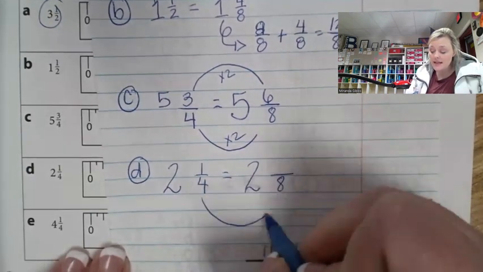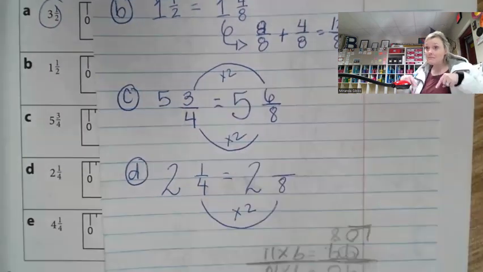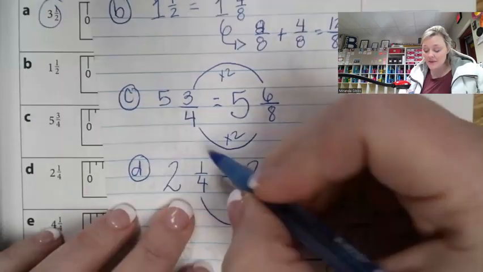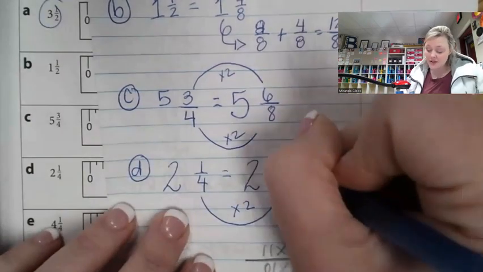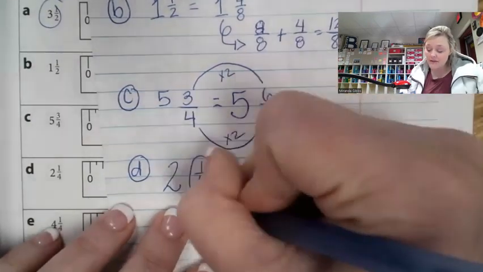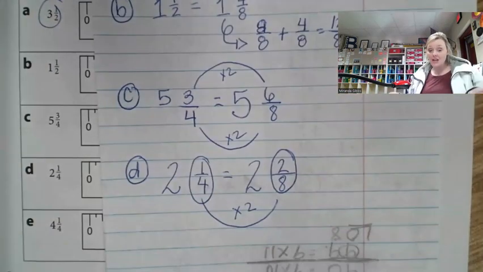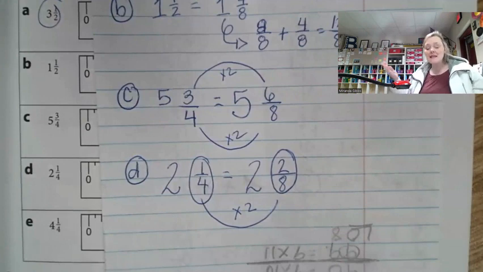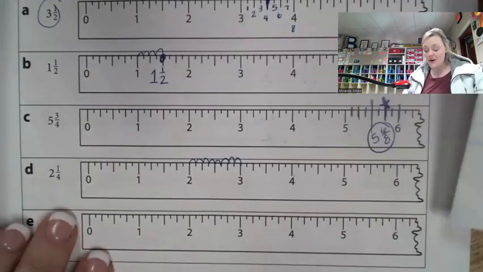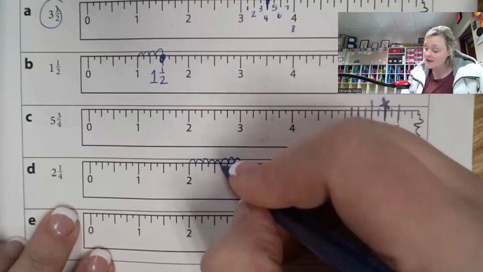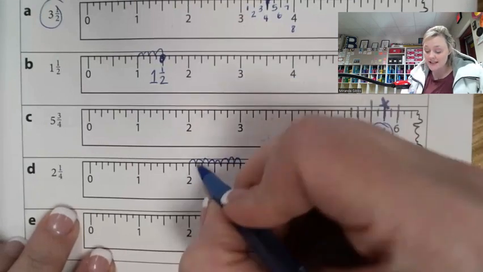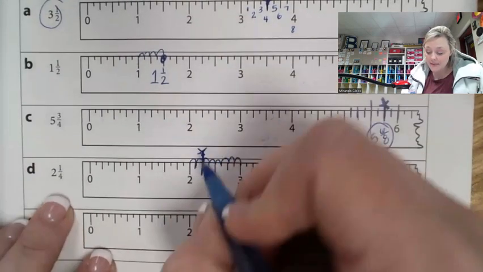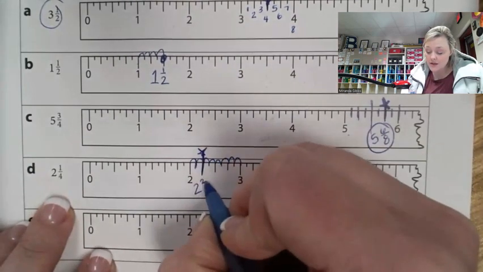4 times 2 is 8. Whatever you do to the bottom? That's right. And so we have 2. 1 times 2 is 2. So 2/8 and 1/4 are equivalent fractions. That's right, class. They name the same amount. Perfect. So for letter D, we're going to go right here and we're going to find 2 out of 8. So we have 1, then we have 2 right there, and I'm going to label it 2 2/8.